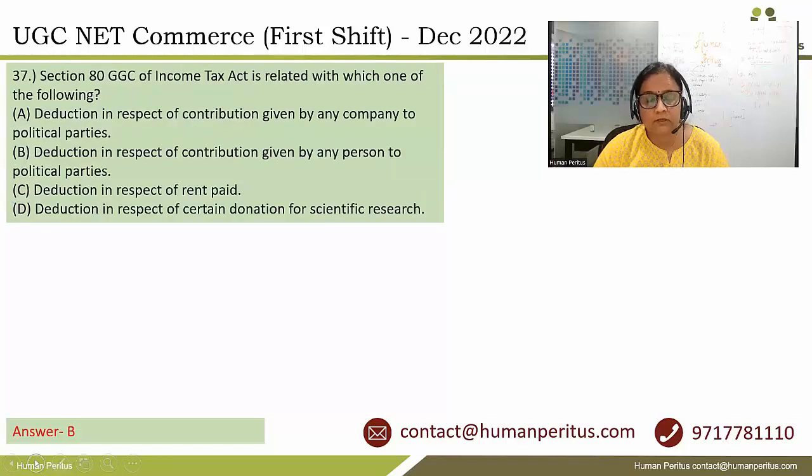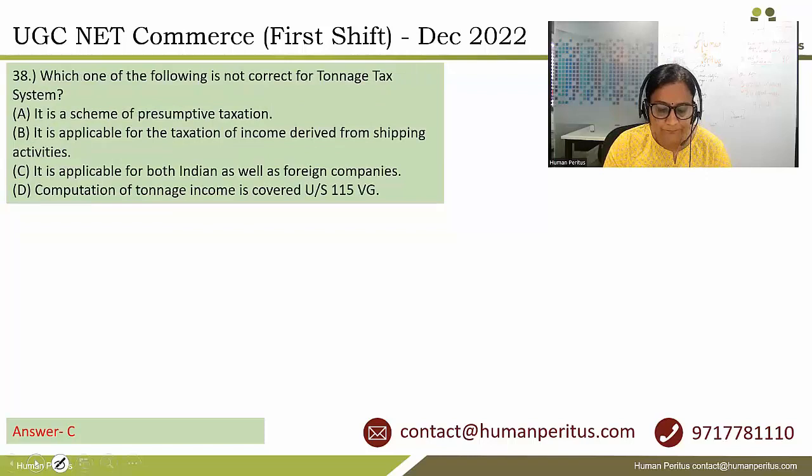Section 80GGC of Income Tax Act, again a straightforward question from the deductions of the income tax. So 80GGC talks about deduction in respect of contribution given by any person to political parties. So the correct answer is option B.